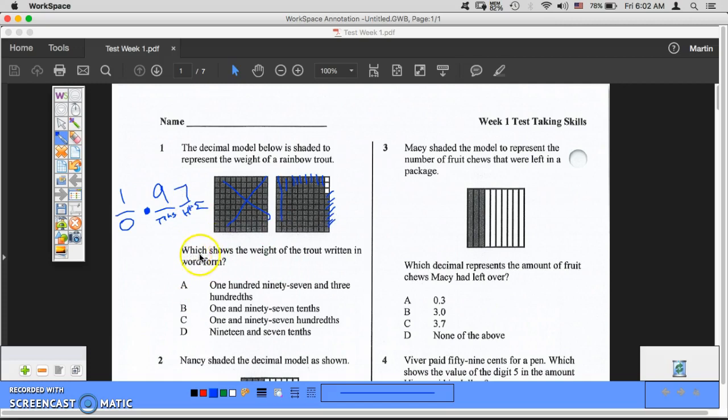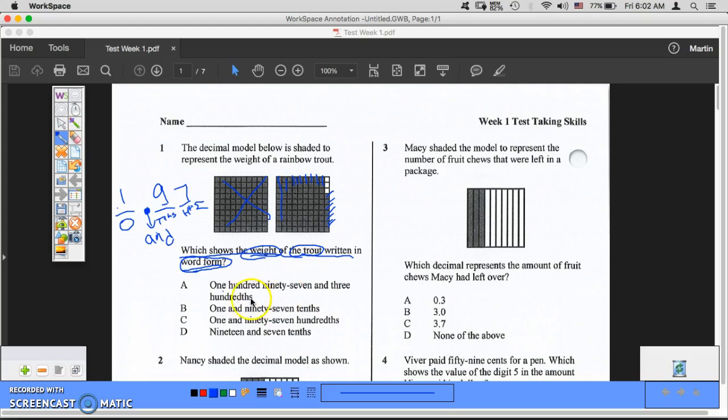Now I go to my question, and remember, underline your question. Which shows the weight of the trout written in word form. Circle important information in that question. What am I looking for? Well, I'm looking for the weight of the trout in word form. So read this number to yourself, and the way you say it is the way you write it. 1, and remember the decimal point is and. 1 and 97 hundredths. So let me get rid of silly answers first and read them carefully.